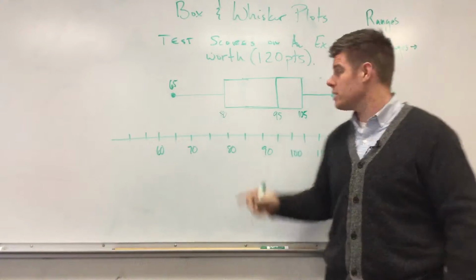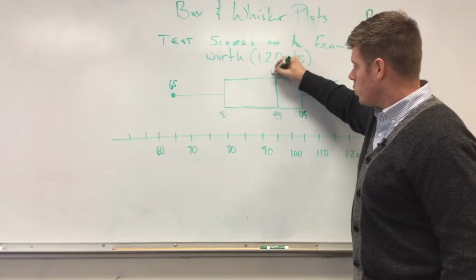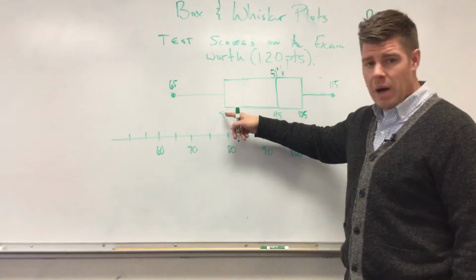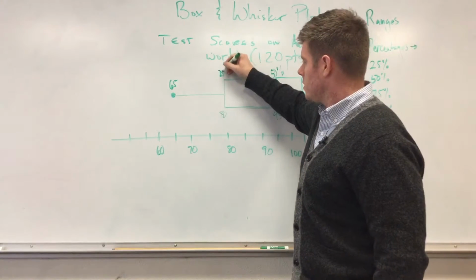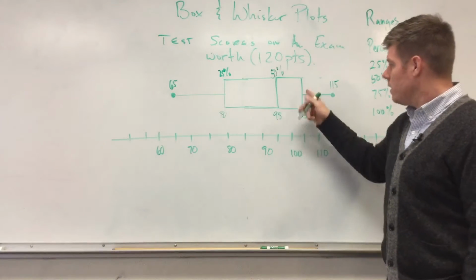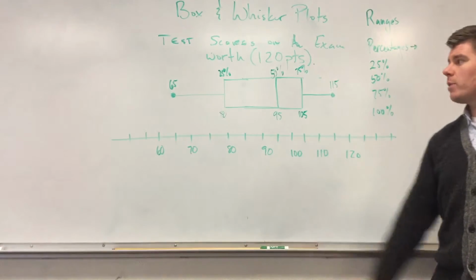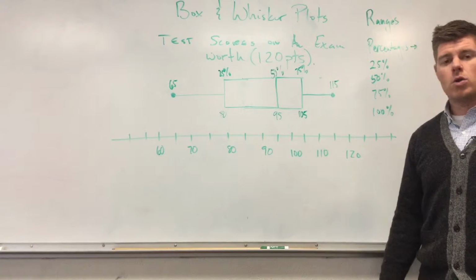What you need to remember is that this line right here is always the 50% mark. The beginning of the box is the 25% mark. The end of the box is the 75% mark. This is how we can talk about our things in quarters.